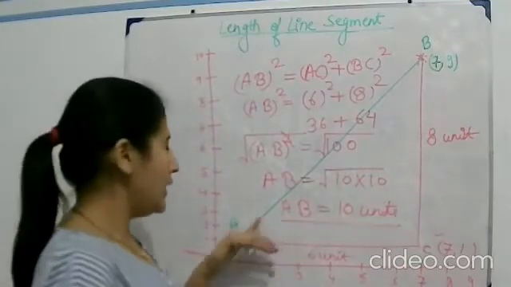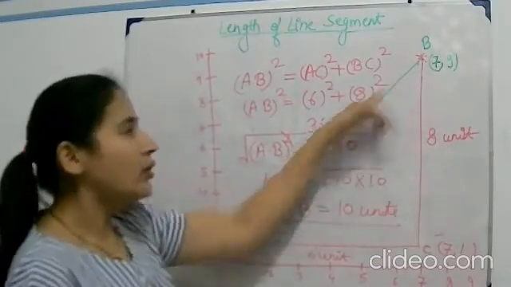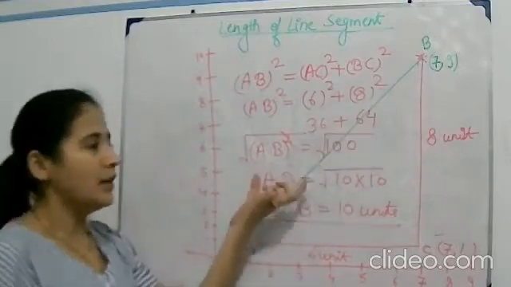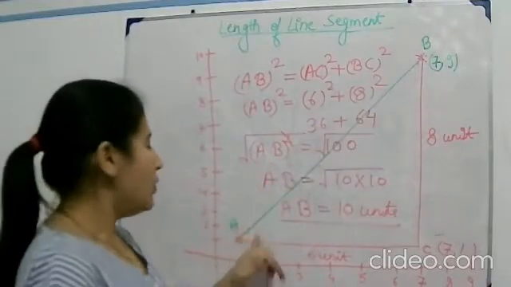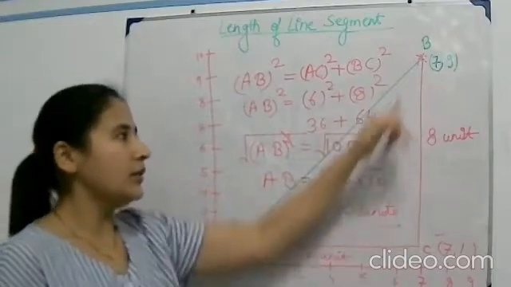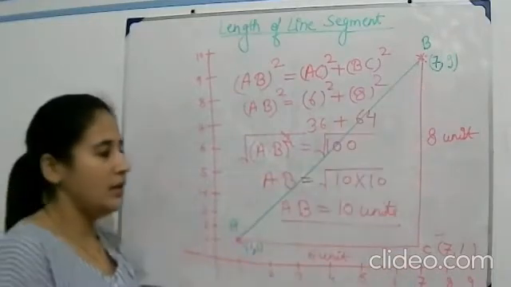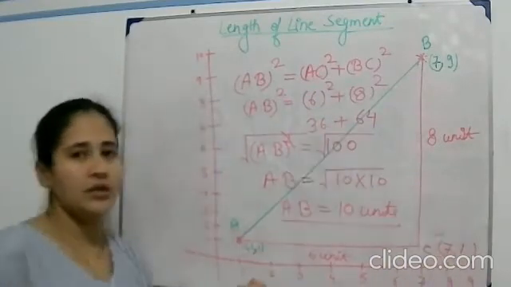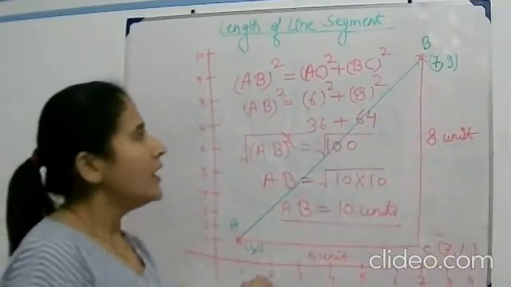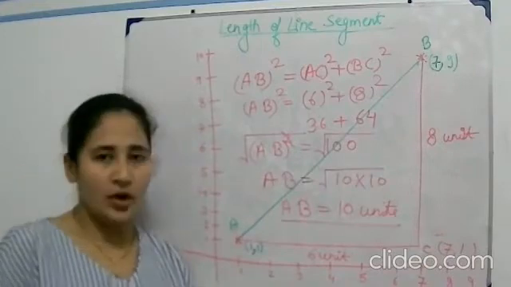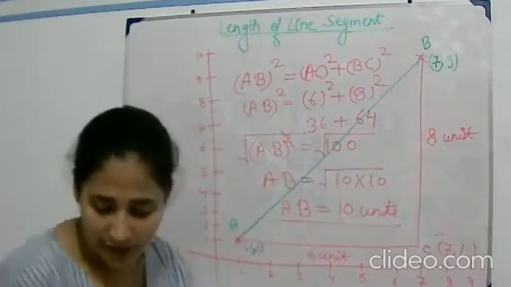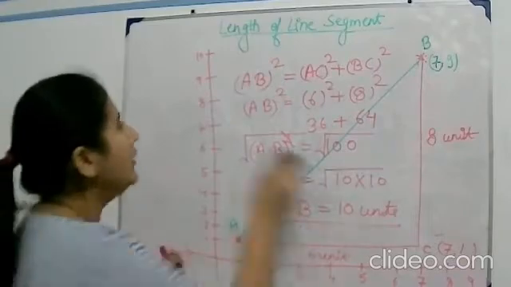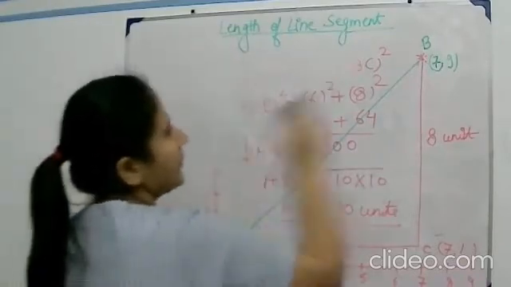So for finding the length of a line segment, we will use the Pythagoras theorem. If you know the coordinates, just join the coordinates, find the coordinate for point C and use the Pythagoras theorem. Next, let's see, if we know the coordinates, how to find the length of a line segment.